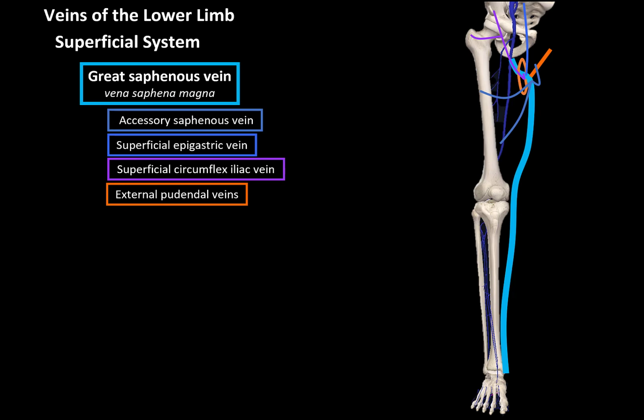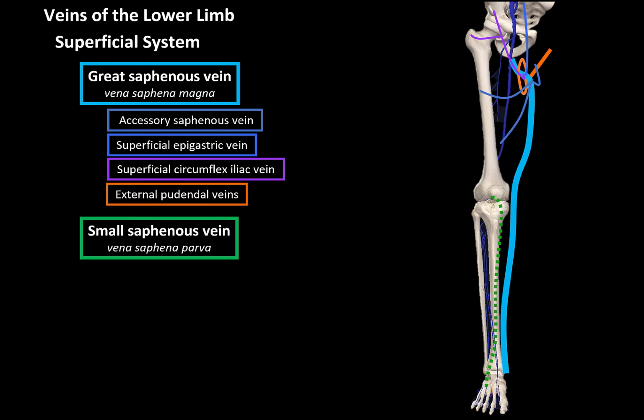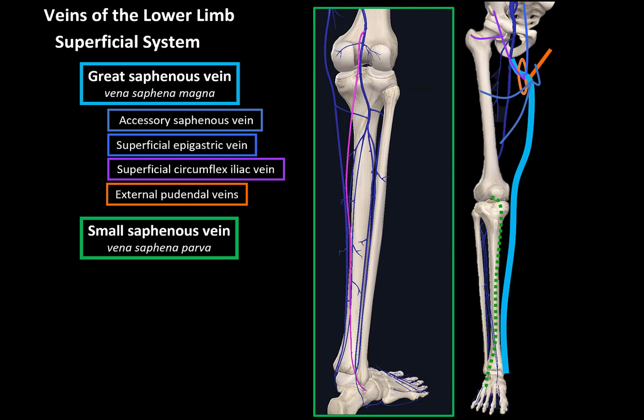Now, since we have a great saphenous, we have to have a small saphenous vein as well. And this one goes mainly behind the leg, as you see here, better represented here in purple. It ascends along the posterior side of the lower leg, and then it opens into the popliteal vein, so it mainly drains this area. It also has some accessory branches communicating with the great saphenous vein.